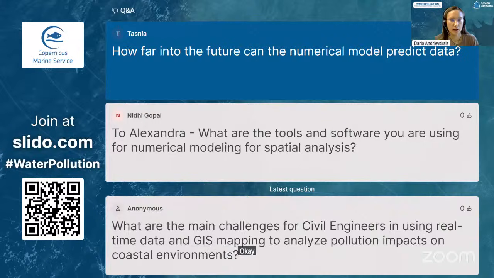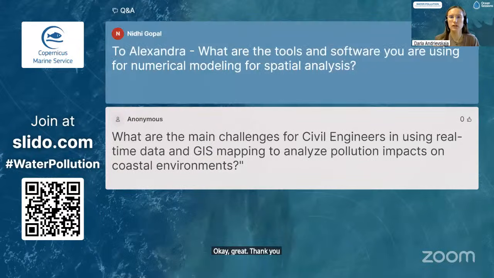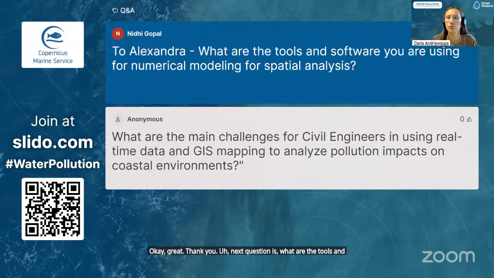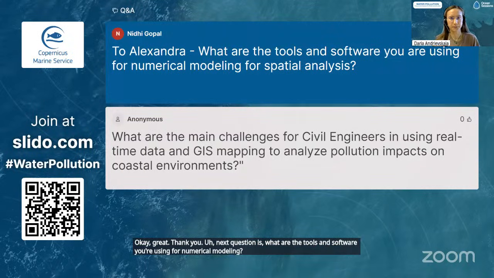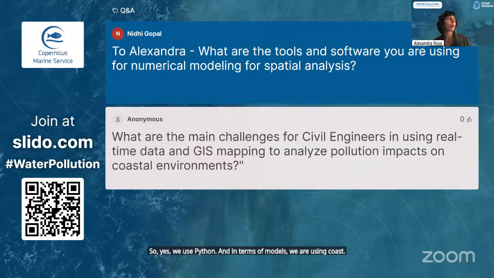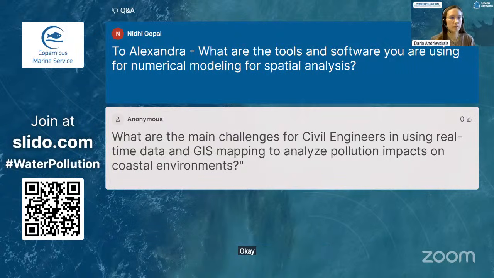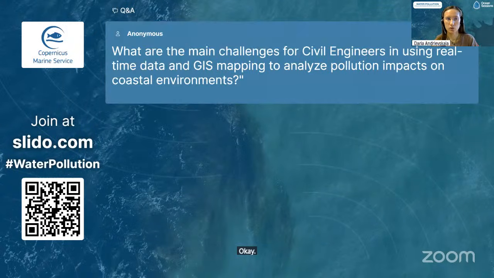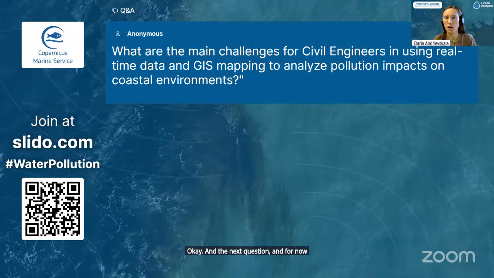Okay, great. Thank you. Next question is, what are the tools and software you're using for numerical modeling or spatial analysis? So yes, we use Python, and in terms of models, we are using COAST and the ROMS models, but we run the models with Python tools. But the platform is being built with R Studio.